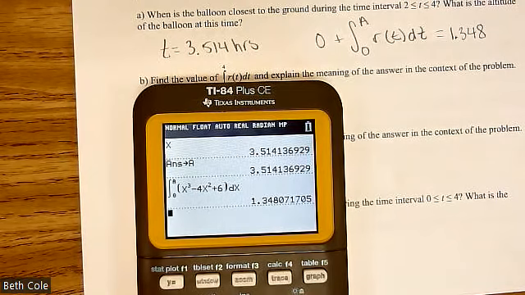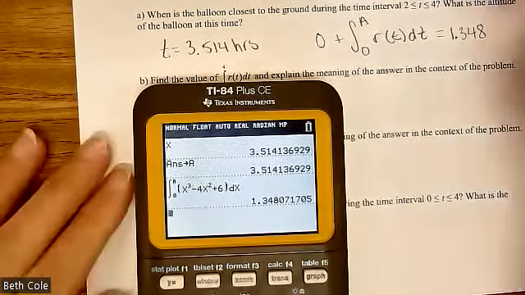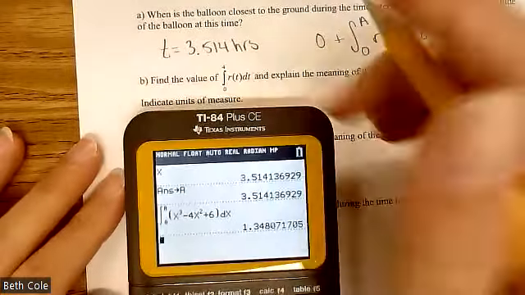I got 1.348. Is that confirmation? Okay, and it's 1.348. It's where it is, kilometers. That's pretty far in the air.